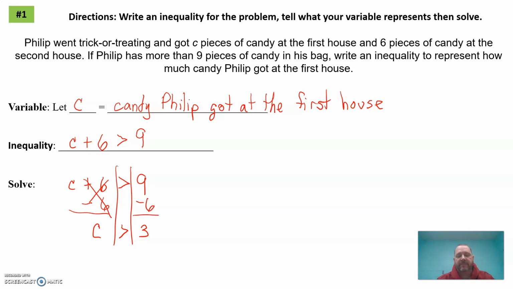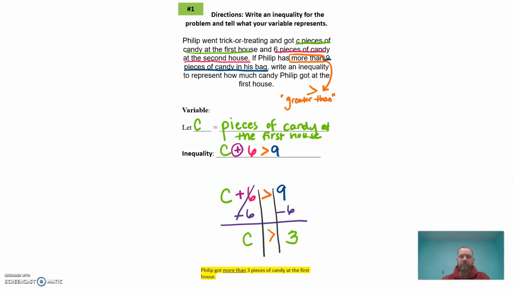All right. And if I go back and I take a look, it has to be greater than 3. Pick a number greater than 3. Say 4. 4 plus 6 is 10. 10 is greater than 9. So that does make sense. When we look at the problem, the words more than are what told me that we were going to use a greater than sign. Okay, so we're looking for some of those key words that tell us what inequality we're going to write.